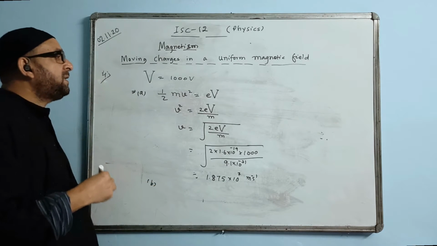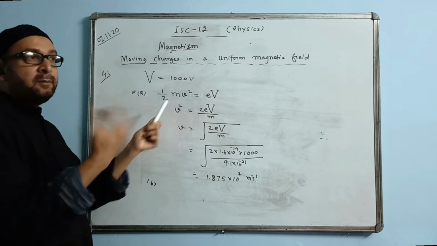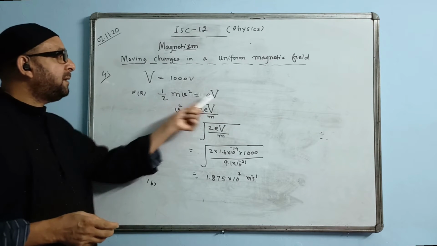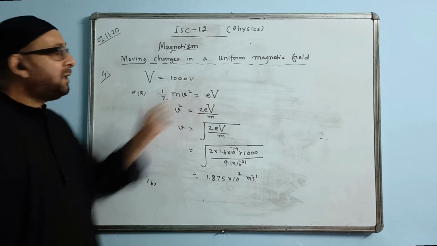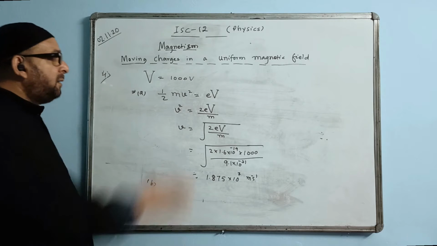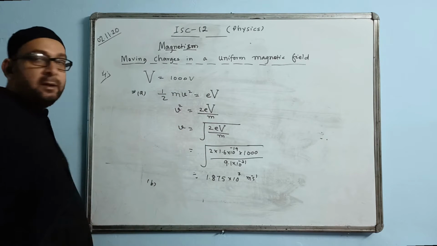So whenever voltage is given and using this voltage we are moving something, that means kinetic energy is provided by the electrical energy. We will be equating kinetic energy with the electrical energy, and this will give you the value of velocity.